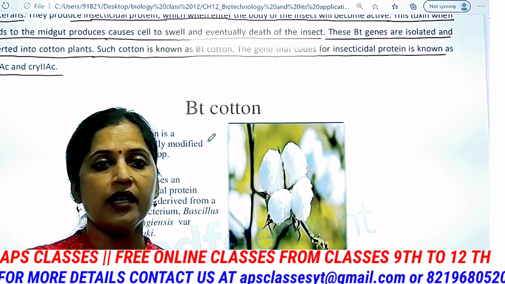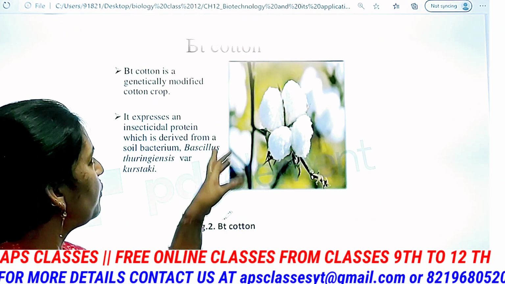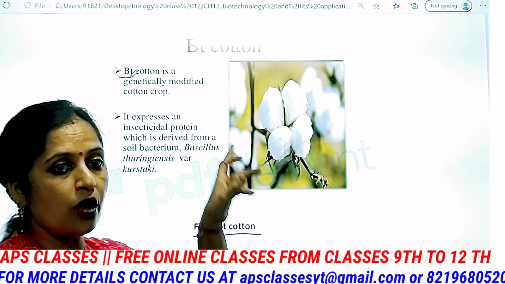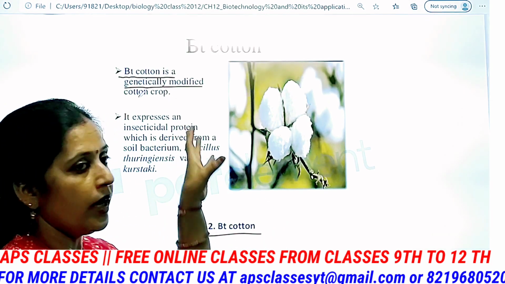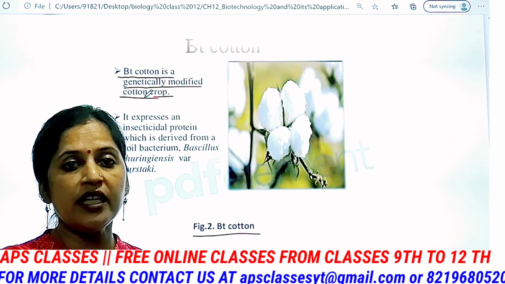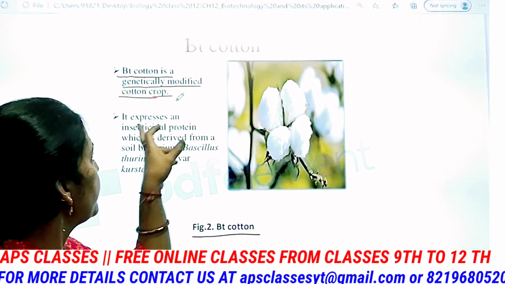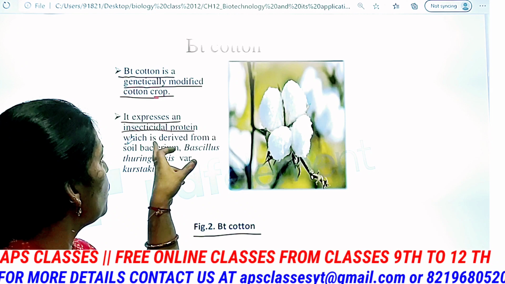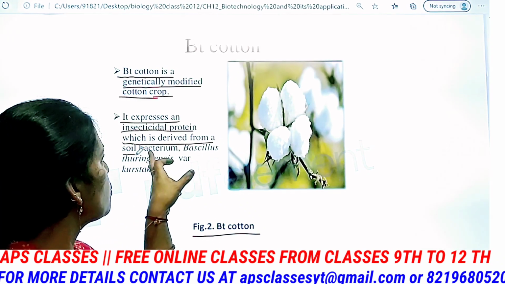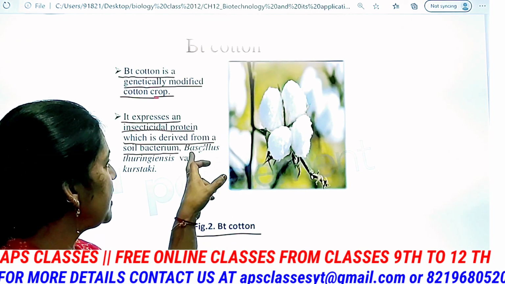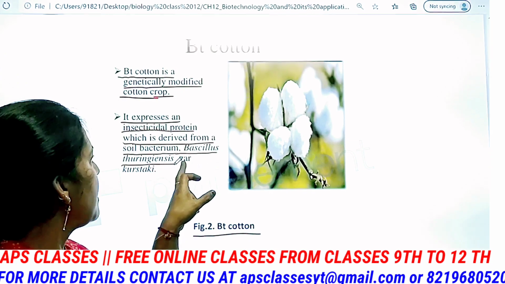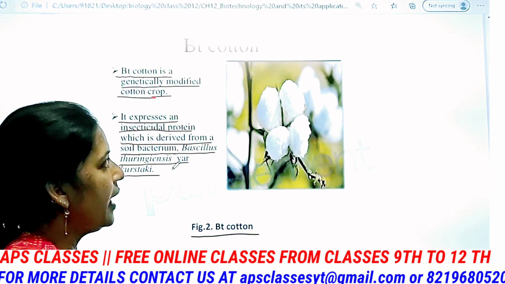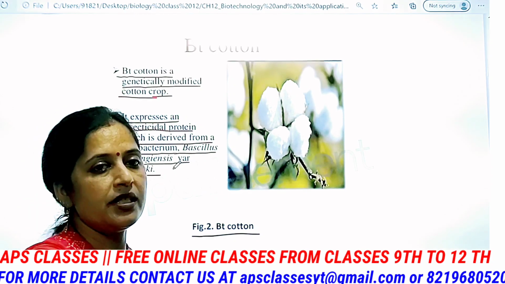So this is the general information regarding the Bt toxin, and this is the diagram. Bt cotton is a genetically modified cotton crop. It expresses an insecticidal protein which is derived from a soil bacterium, and that bacterium is Bacillus thuringiensis var. kurstaki. So this is the general information regarding the Bt toxin and the resemblance of Bt cotton.